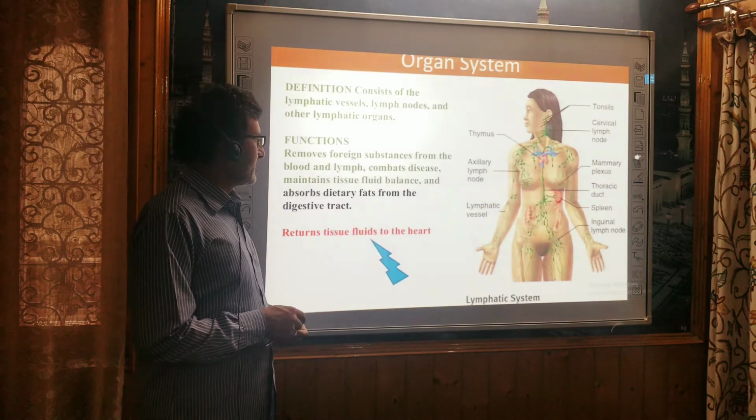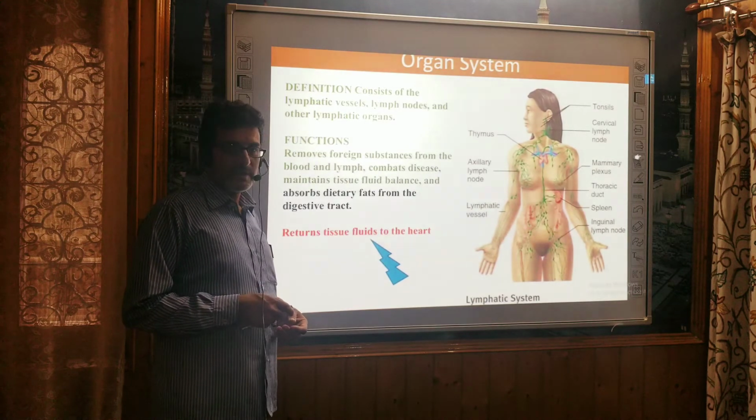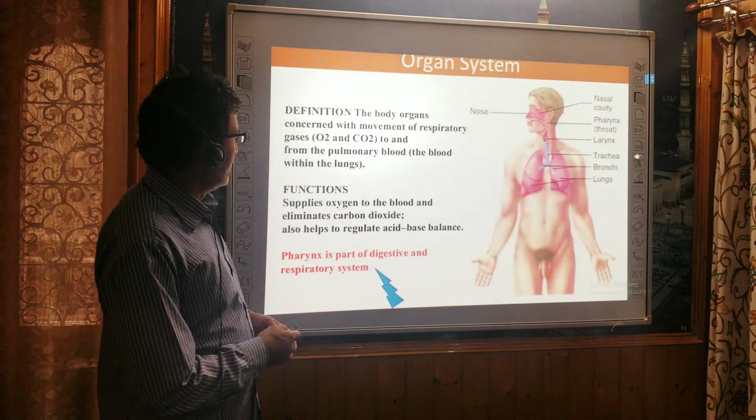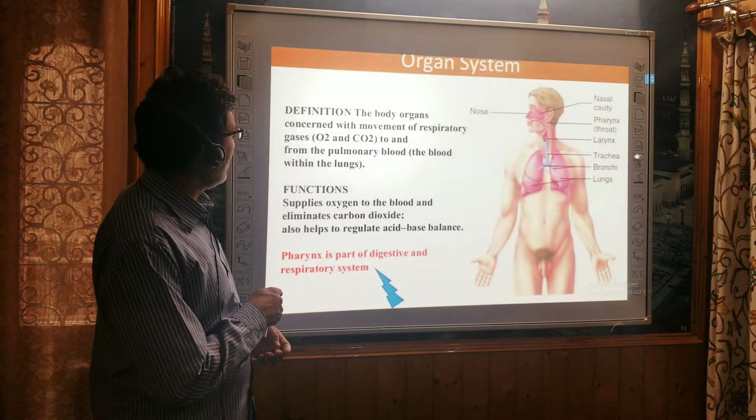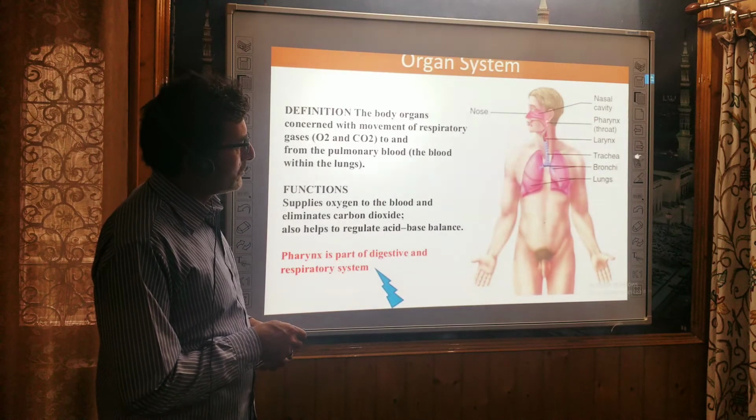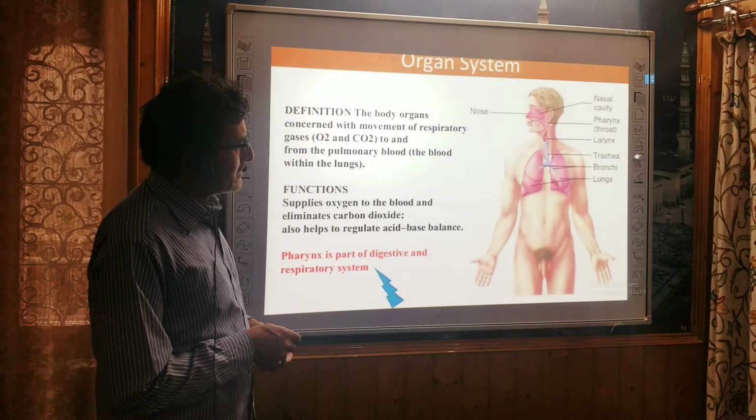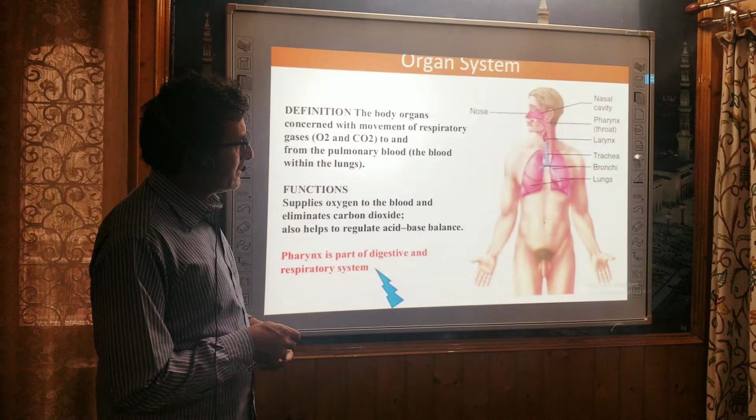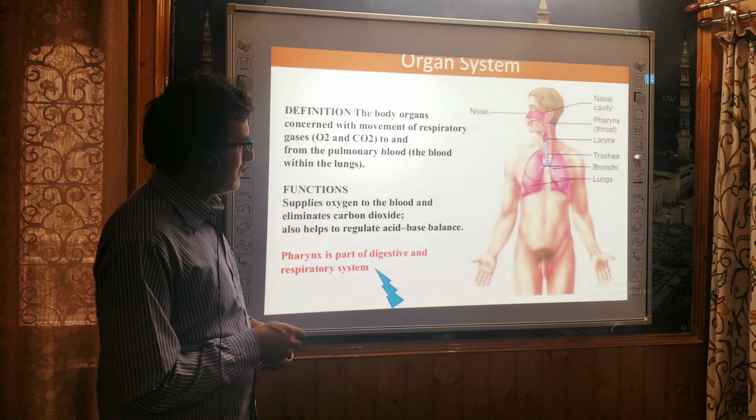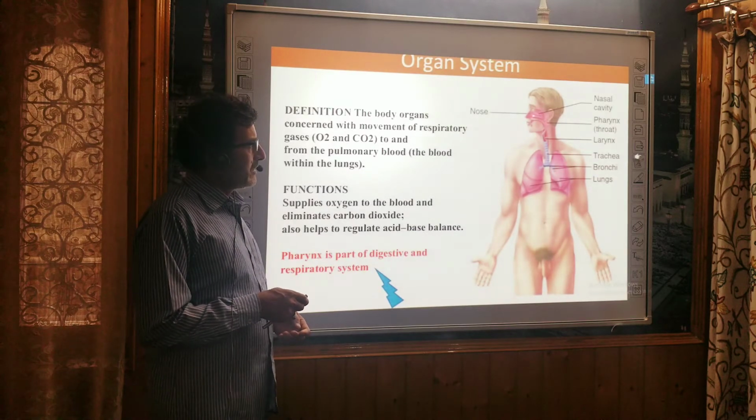So in this way, different systems, each system keeps working in our body. Now next is the respiratory system. Lungs, this is trachea, this is nasal pharynx. From here, from the nose, from the nasal chamber we take oxygen.